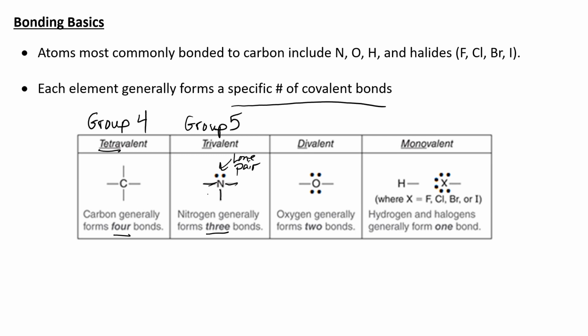Everything in group 6, oxygen's group, we say these are divalent. These atoms like to form 2 covalent bonds. See, we have 1, 2. Now notice each atom still has 8 electrons around it. It has the octet, but here we have 2 lone pairs.